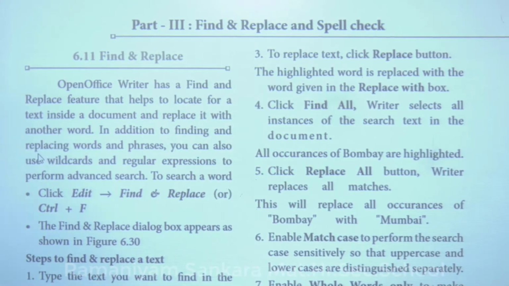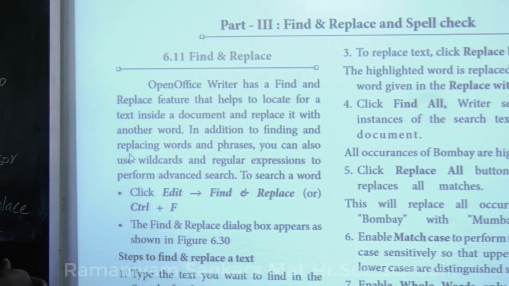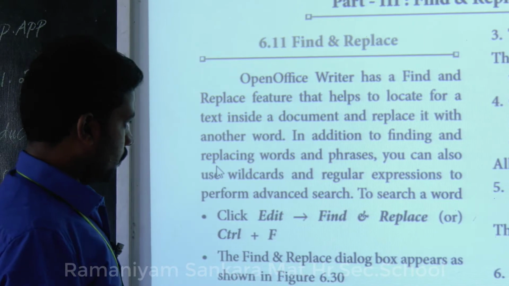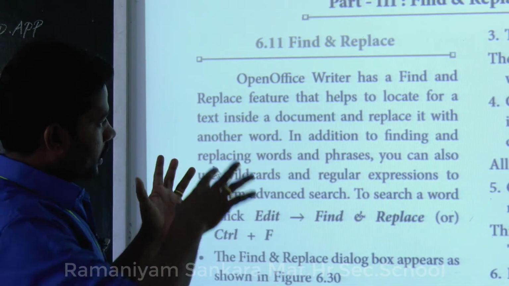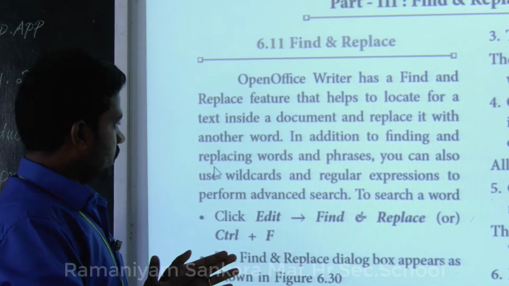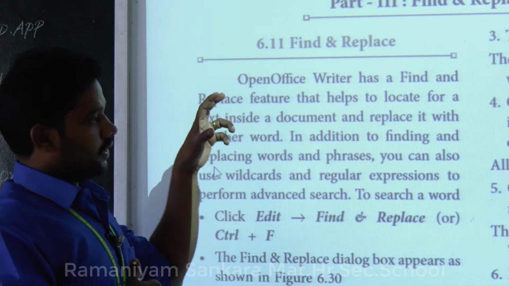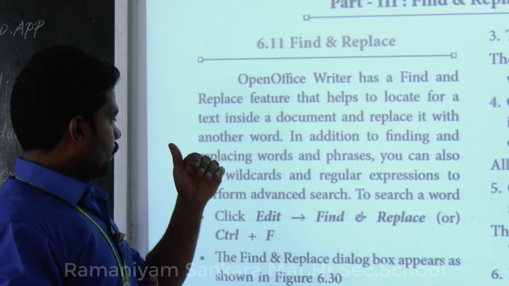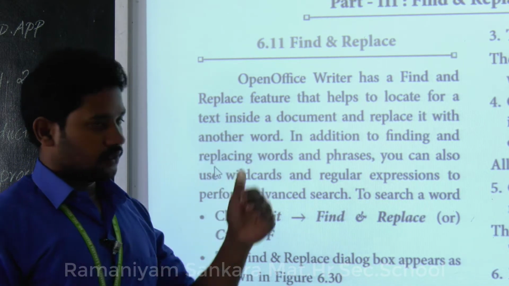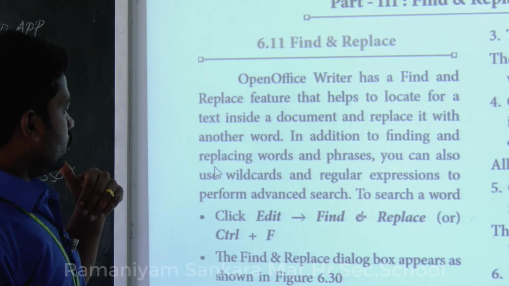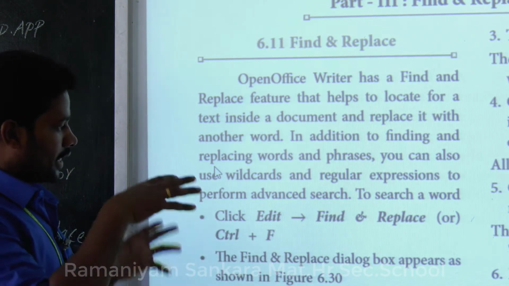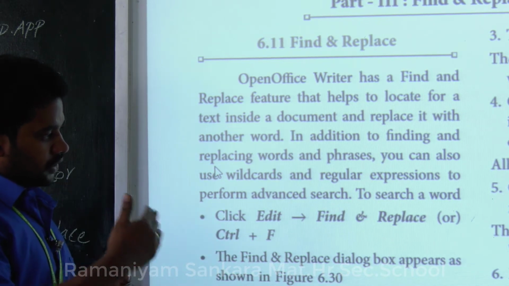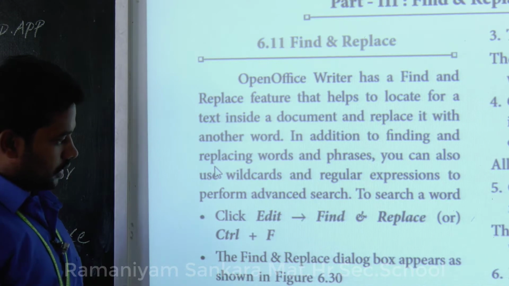OpenOffice Writer has a find and replace feature that helps to locate a text inside a document. So you can find a word in a document and you can replace a word in a document with another word. So this feature is called the find and replace option. In addition to finding and replacing words and phrases, you can also use wildcards and regular expressions to perform advanced search. How to use this feature in StarOffice Writer?